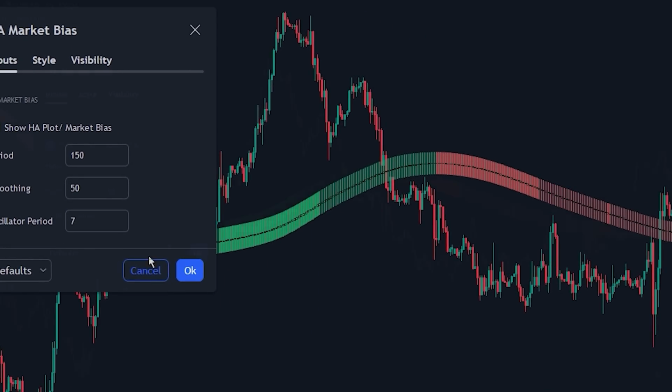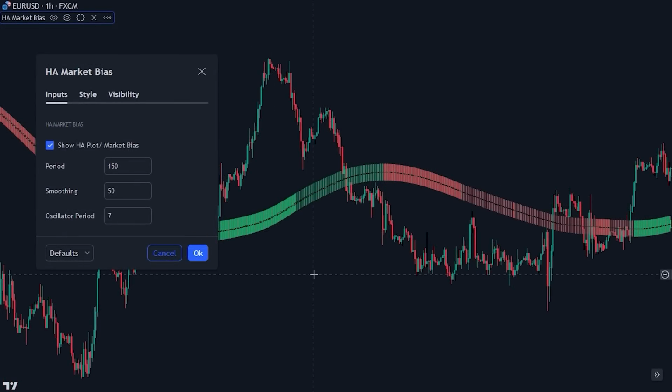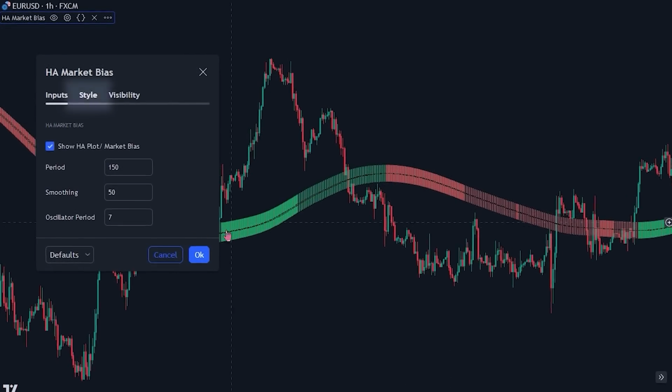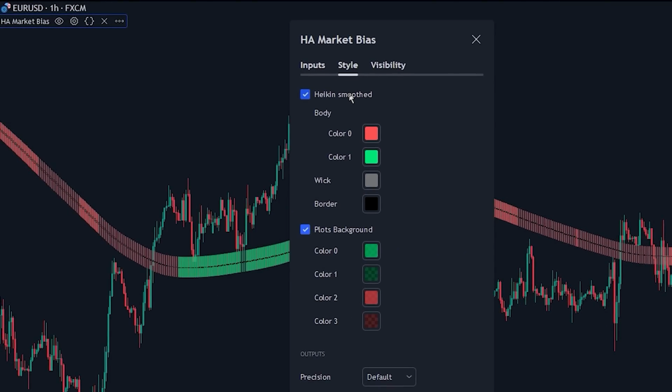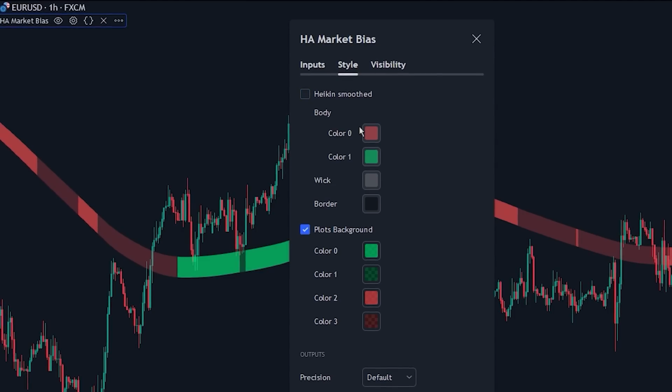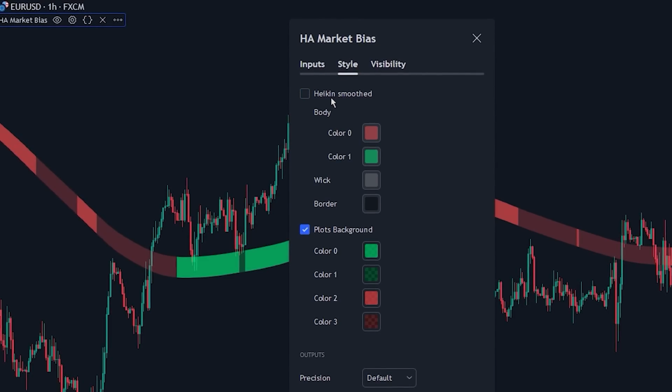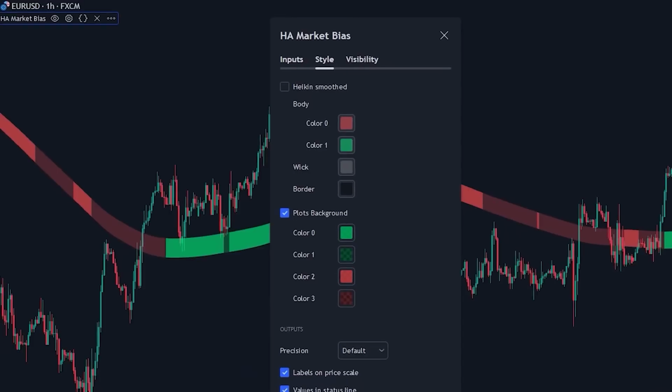Since we are looking for a middle ground, we will be keeping the oscillator value at its default value of 7. Now that we have properly configured the input settings, let's navigate to the style settings. Here we will be removing the Heikin Ashi candlesticks, since the line already reflects the value of the Heikin Ashi candlesticks, making them redundant. That was all that we needed to do.